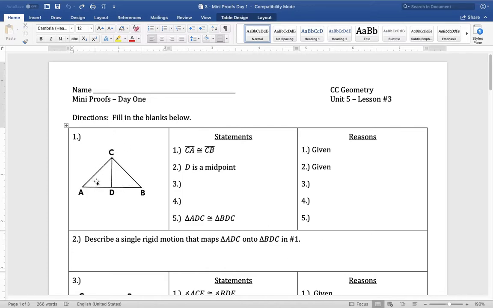You can see we have 2 triangles here, triangle ADC and triangle BDC. And if you look here at step 5, we're trying to prove them congruent. In order to do that, we've got to label the picture, see what parts we have, and then go from there. So we're not going to know what kind of proof this is, and we're not going to know how to fill these parts in until we label our picture.